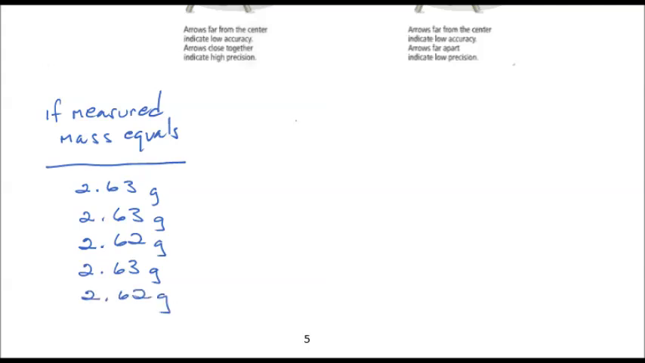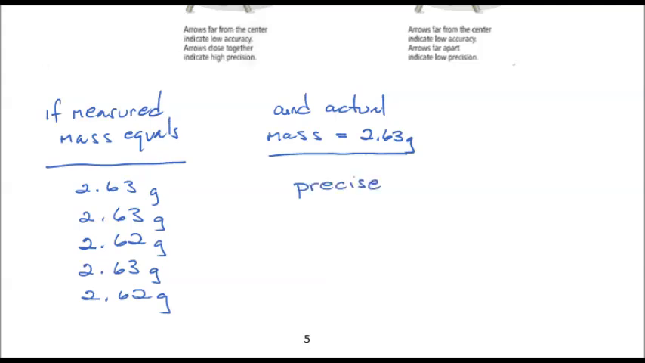Now, if the actual mass equals 2.63 grams, then the measurements were precise because they are all close together, and the measurements are accurate because they are close to the actual answer.